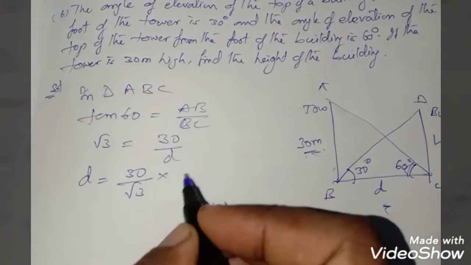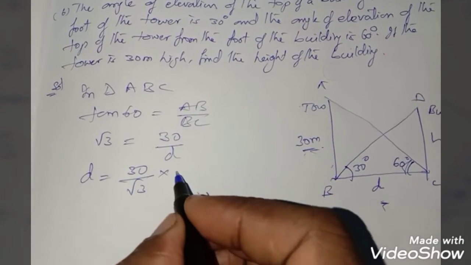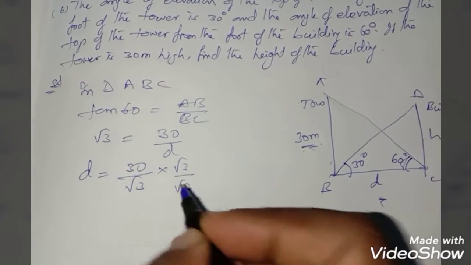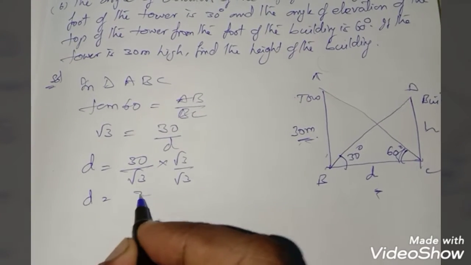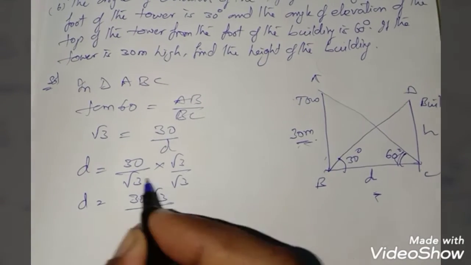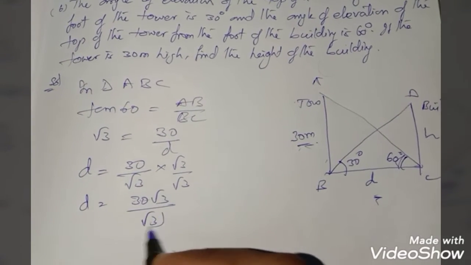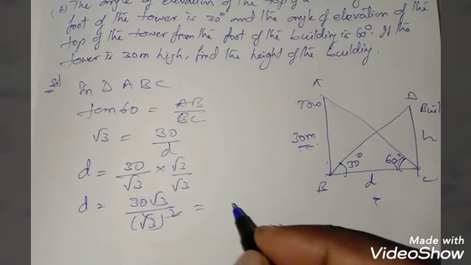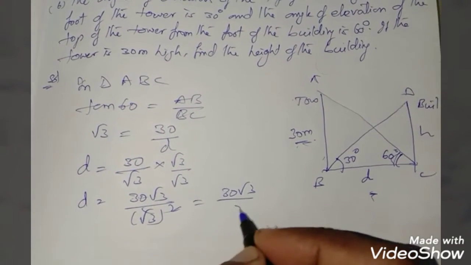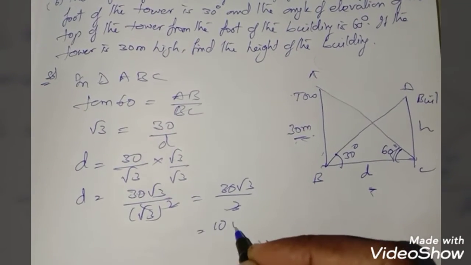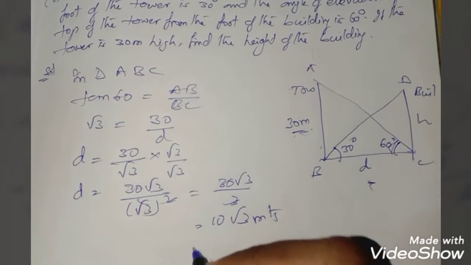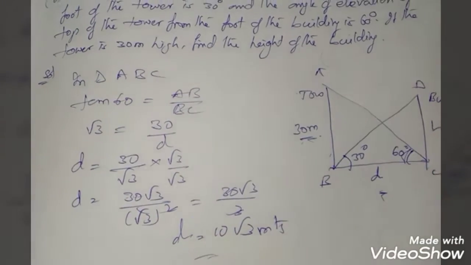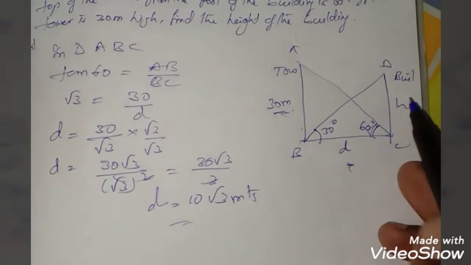Now if I take rationalizing on both sides, we will get root 3 by root 3. So D is equal to 30 root 3 by root 3 into root 3, which is root 3 square. If I cancel the roots, you will get 30 root 3 by 3. Cancel, you will get 10 root 3 meters. Means the distance is given as 10 root 3 meters. So after finding the distance, you have to find the height.